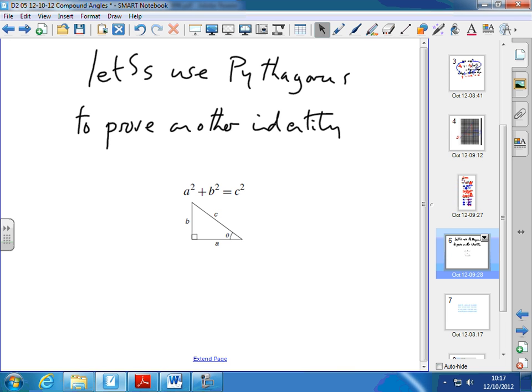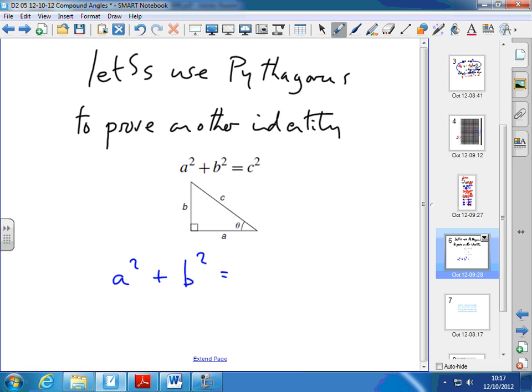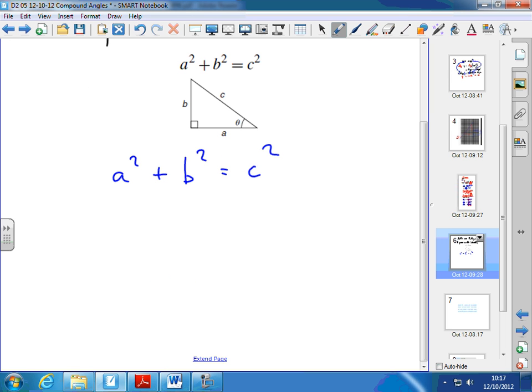Yeah, there it is, right angle triangle. A squared plus b squared equals c squared, Pythagoras. If we take this formula, a squared plus b squared equals c squared, and divide by c squared, we get a squared over c squared plus b squared over c squared equals c squared over c squared.